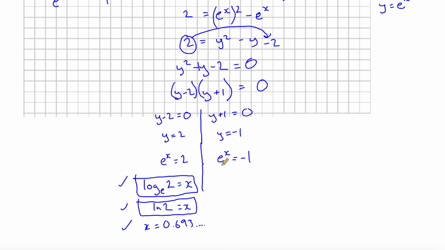And then over here what we get is that the log to the base e of minus 1 is equal to x. And you cannot get the log of a negative number, so there is no answer to this, so that's undefined. So the answer is just x is equal to the natural log of 2. And that's the end of the question.